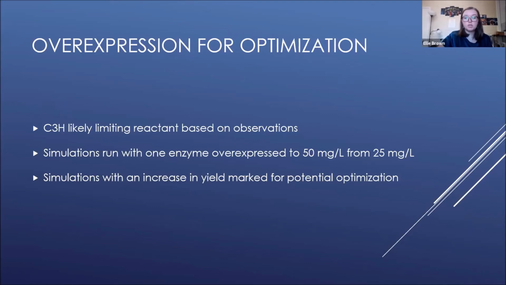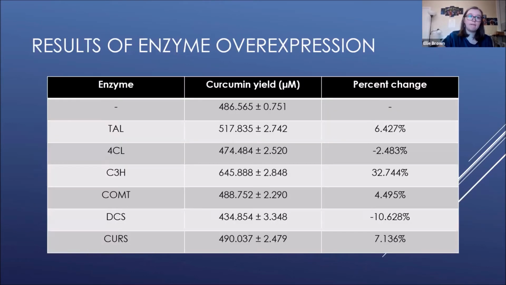And there were some enzymes that increased it a lot, some that decreased it, interestingly, and we marked those for future optimization. This is our data from that overexpressing experiment. So this top row is just all the enzymes at 25 milligrams per liter. This is the yield of curcumin at the end. And then each enzyme was increased to 50, doubled. And this is a percent change from this initial.